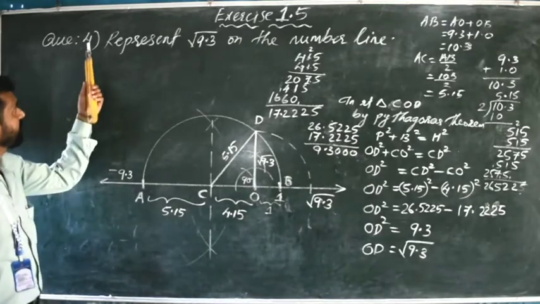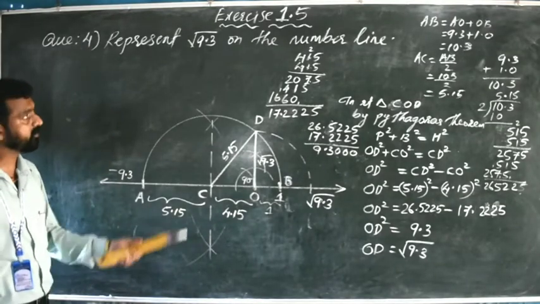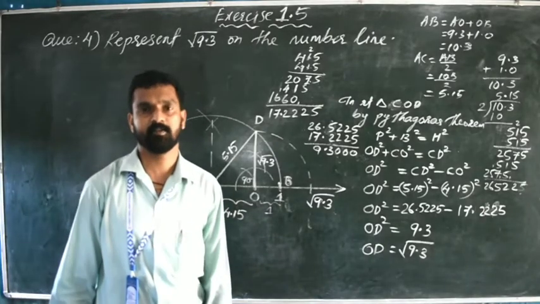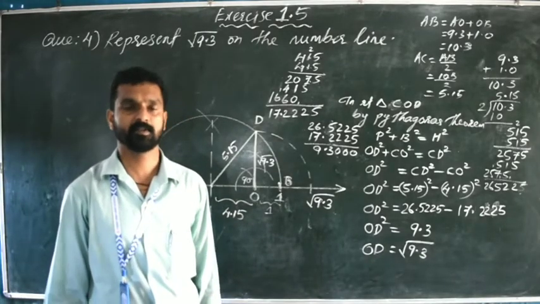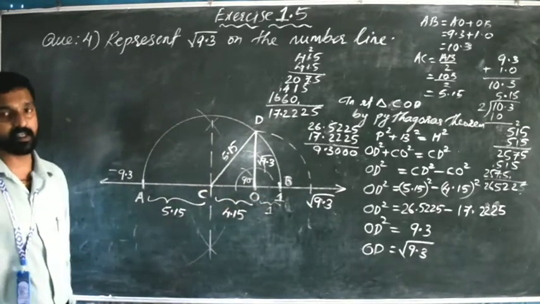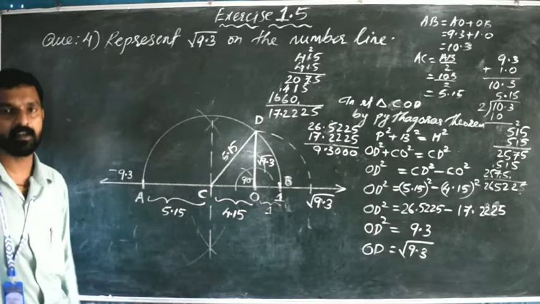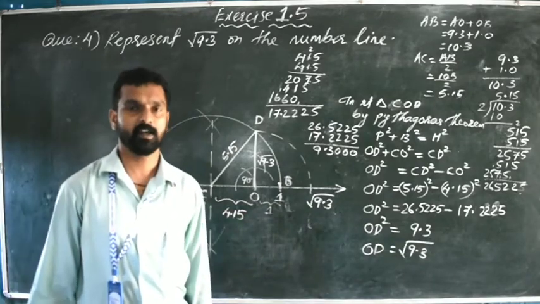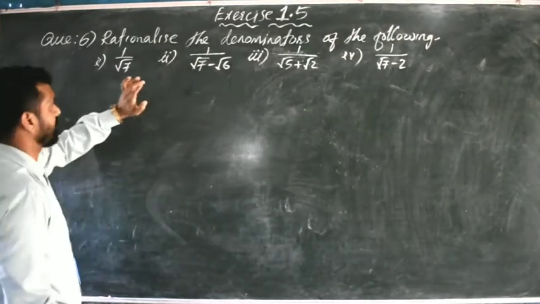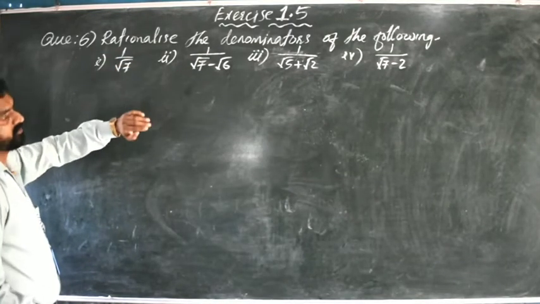So question number 5 is also the same. Question number 5: square root 4.3, 5.6, 7.2, etc. Square root of 7.2 also you have to represent on a number line. So that also we will do the same way. So question number 5 you do by yourself. Now let's see question number 6. Rationalize the denominators of the following.